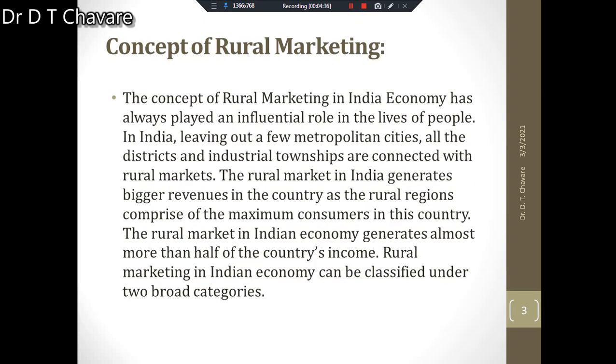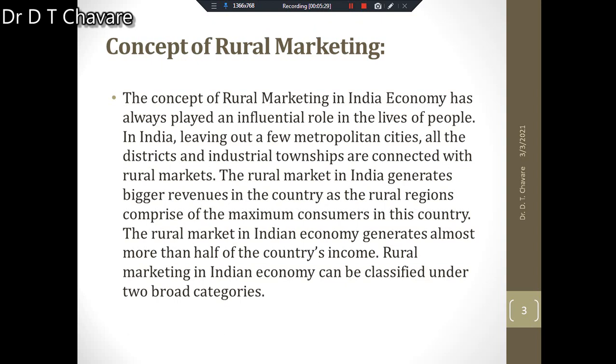Now, the concept of rural marketing in India. Try to understand it. Economy has always played an influential role in the lives of people, including rural people. In India, leaving out a few metropolitan cities, all the districts and industrial townships are connected with the rural markets. I already told you rural markets are very important, and industrial units, metropolitan cities and districts are all connected with them.